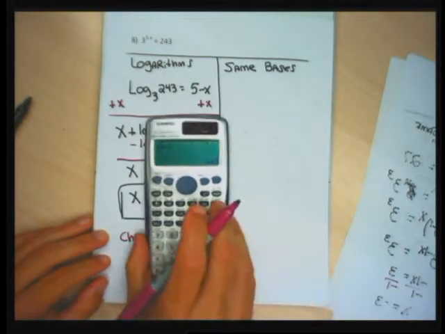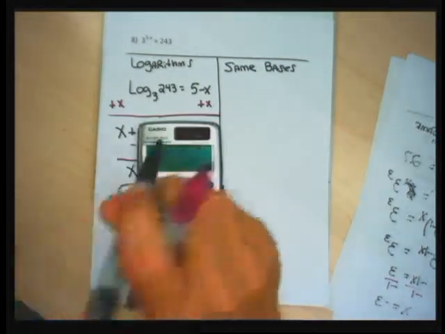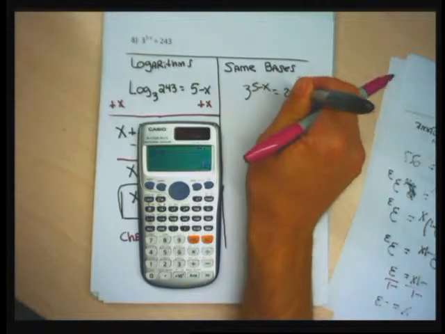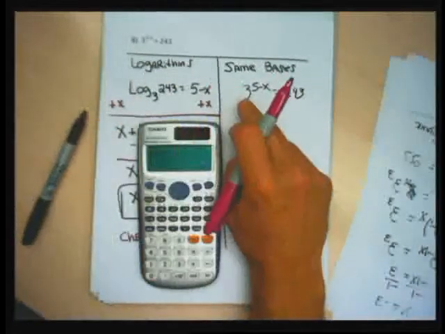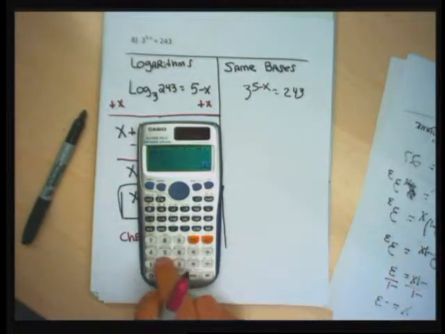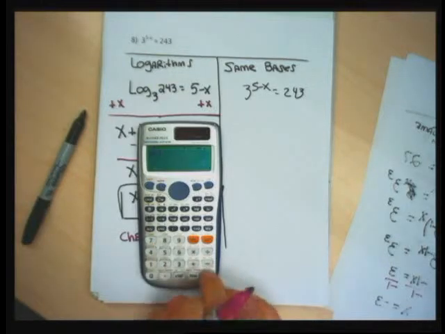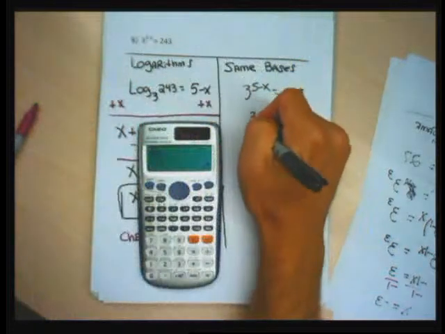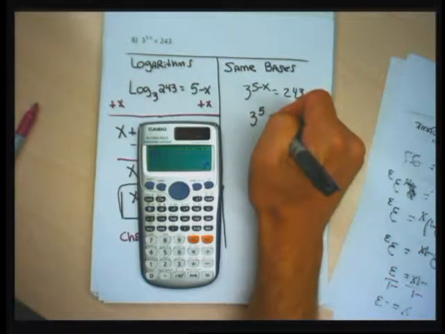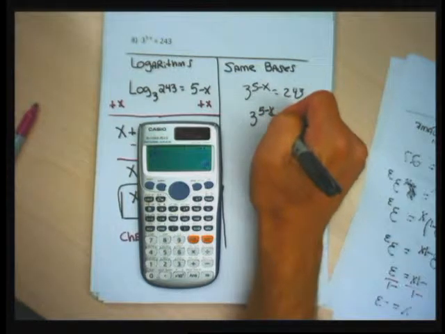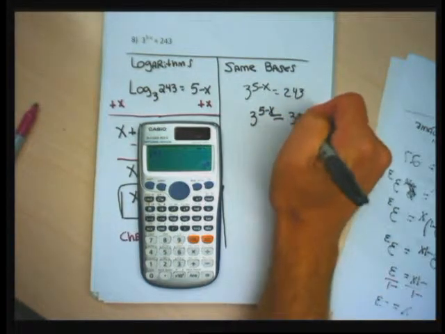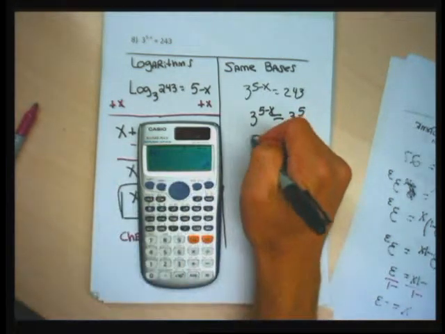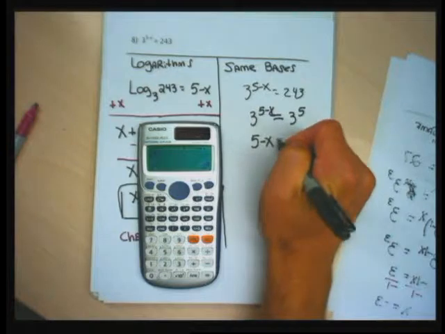The same base approach is fortunately not that hard for this, because I can turn 243 into a power of 3 really quickly. I'm not going to work on the left side because the 3 is prime, but on the right side, 243 equals, by prime factorization, 3 to the 5th. So I can rewrite this as 3 to the 5 minus x equals 3 to the 5th. I was able to write both sides with the same base, so I'm going to drop the bases and set the exponents equal to each other.